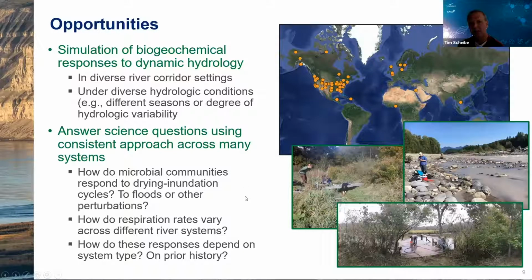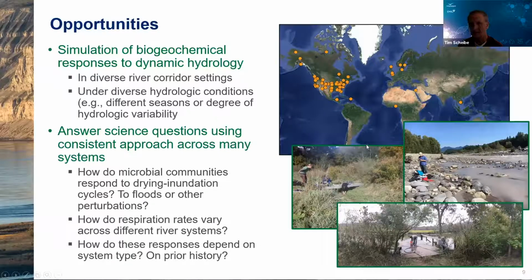And some of the key science questions we might ask would include things like, how do these microbial communities, in our case in the hyporheic zone, respond to drying or inundation cycles, to maybe floods or other kinds of hydrologic perturbations? How do respiration rates vary across different river systems? And as we work through the WHONDRS data sets with our hands-on students this week, we're starting to gain some insights into differences between those 7 systems that have been studied. And you see here 3 of those example systems shown in the photos.